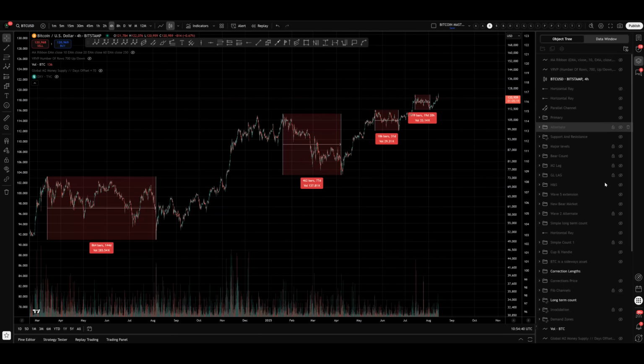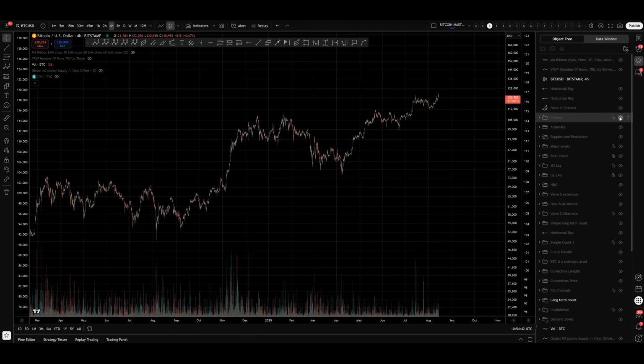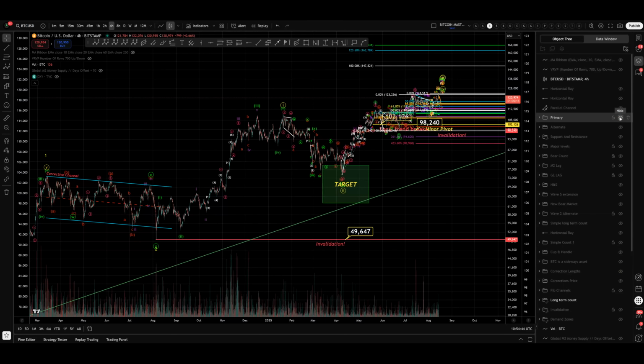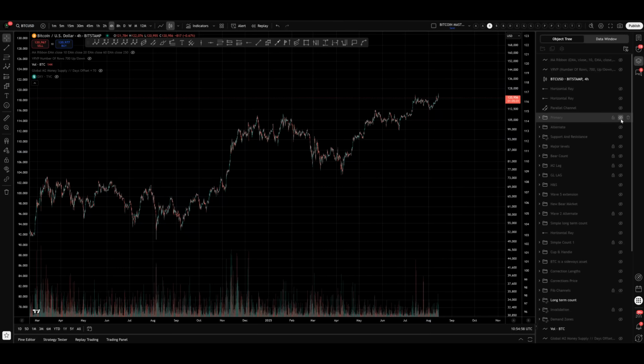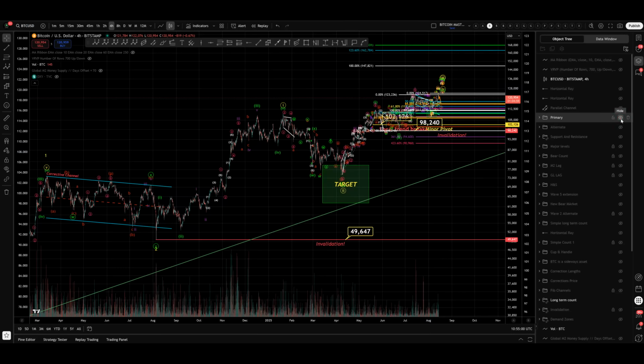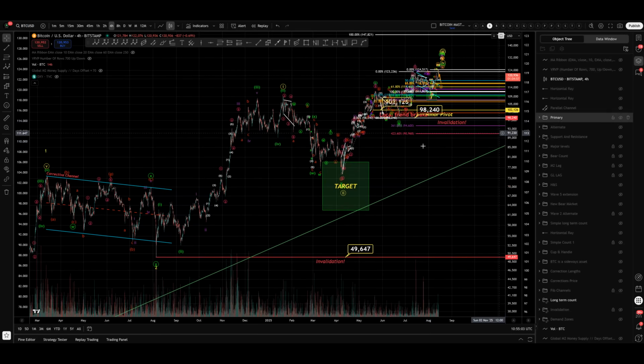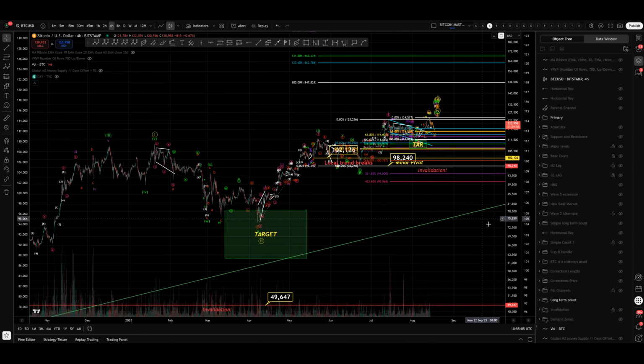Now that leaves us with the primary count of ever shrinking wave 2s, but it also leaves us with the contracting diagonal, and that we're about to peak and roll over. They are both similar structures in how they behave. But I'm going to talk to you, but like I said, we stick with the trend. The trend is your friend. We're making higher highs and higher lows. And the primary has a lot of support. We've spoken about in other videos of the Bitcoin primer.